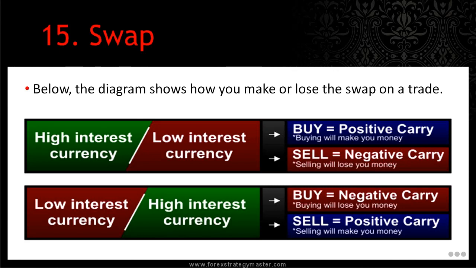Now, if the currency pair has the base currency as the low interest currency and the quote currency as the high interest currency, as in the diagram on the bottom. So you've got a low interest versus a high interest, low interest base, high interest quote. Buying this pair is a negative carry. You're going to lose money. You'll end up paying on the swap. And if you were to sell this particular currency pair, you'd end up making money. You'll have a positive carry. The swap will put money into your account.